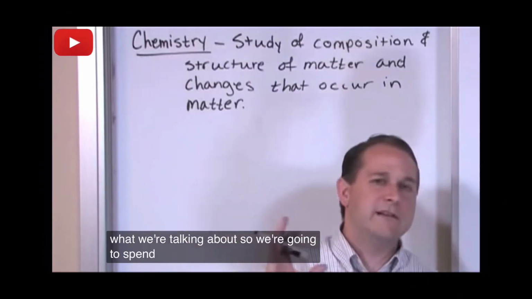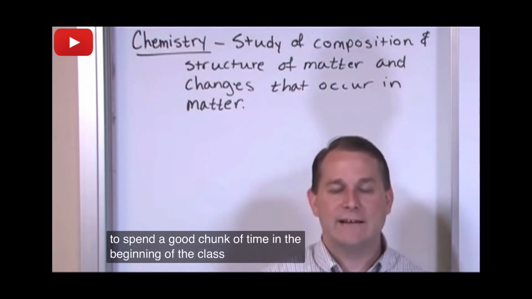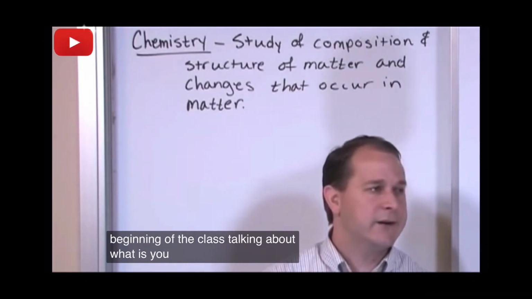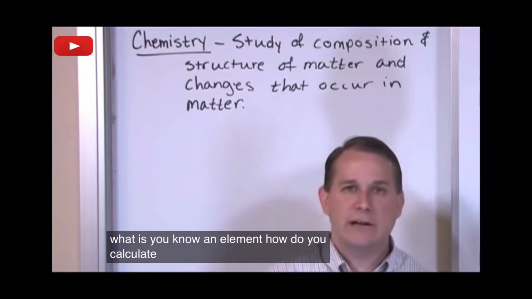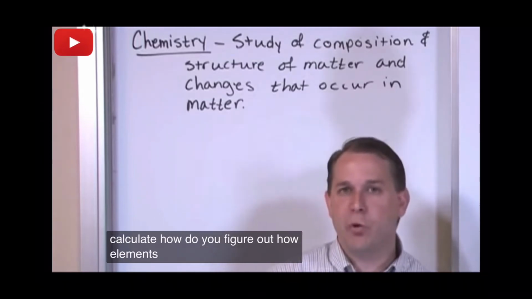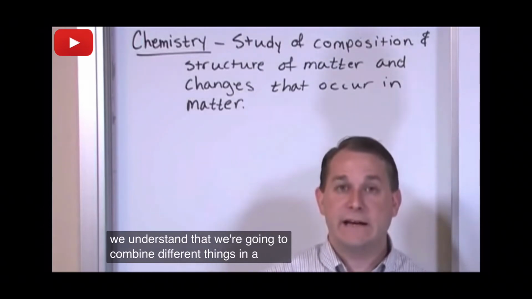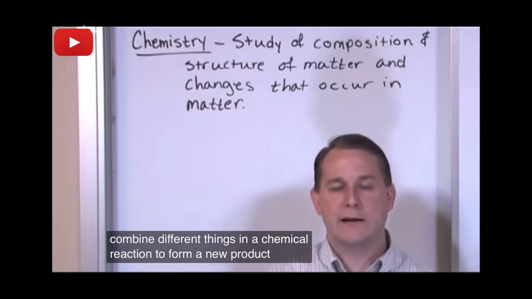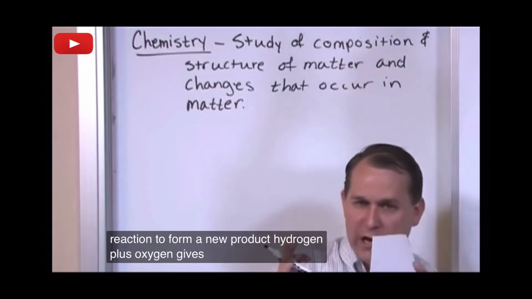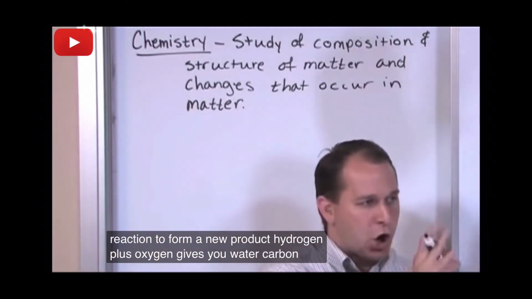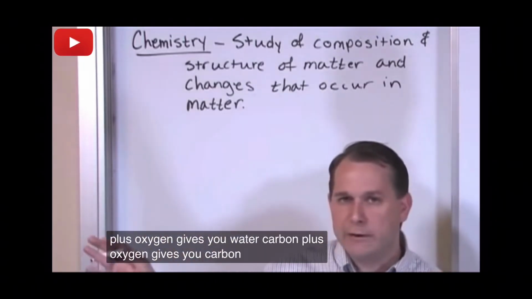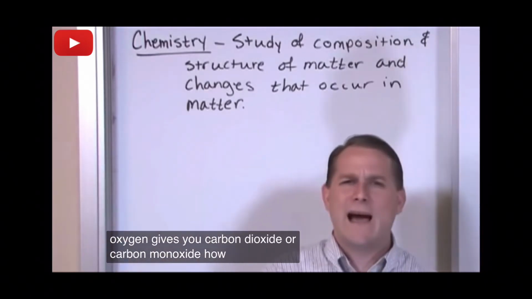So we're going to spend a good chunk of time in the beginning of the class talking about what is an element. How do you calculate? How do you figure out how elements join together? And then once we understand that, we're going to combine different things in a chemical reaction to form a new product. Hydrogen plus oxygen gives you water. Carbon plus oxygen gives you carbon dioxide or carbon monoxide. How does all that come together?